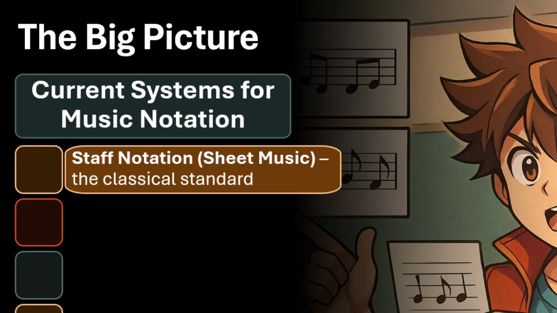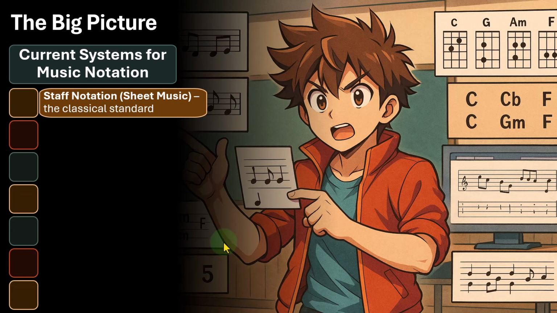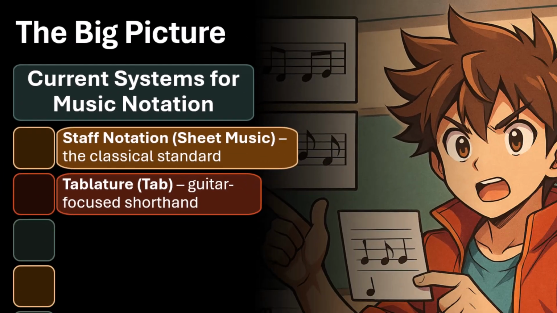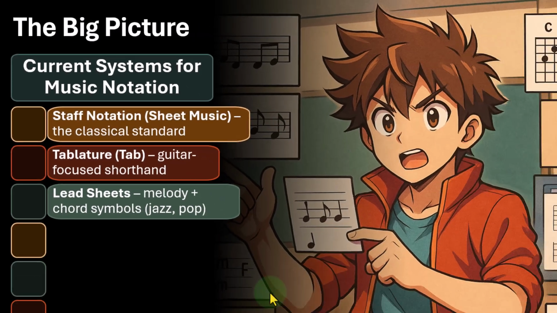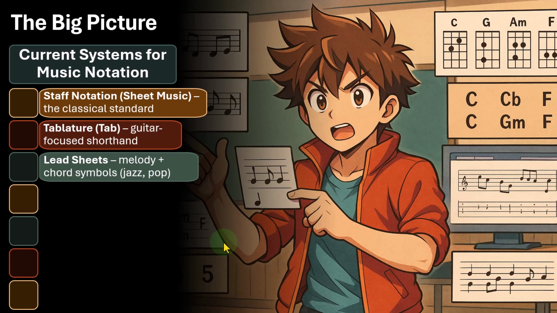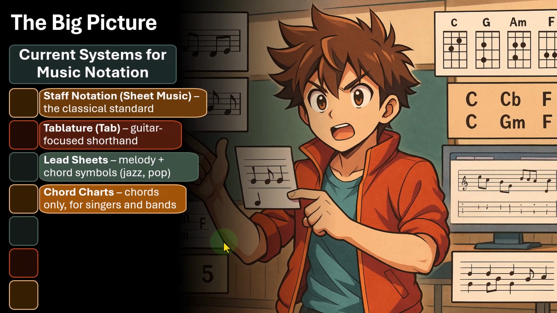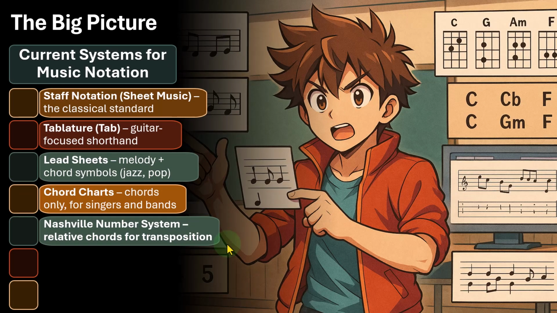Well, we've got the staff notation. That's going to be the classical format of writing down our musical ideas. Sheet music, the classical standard. We've got tablature, or just tab, guitar-focused shorthand. We've got lead sheets, melody plus chord symbols for jazz and pop. We've got chord charts, chords only for singers and bands. We've got the Nashville number system, relative chords for transposition.